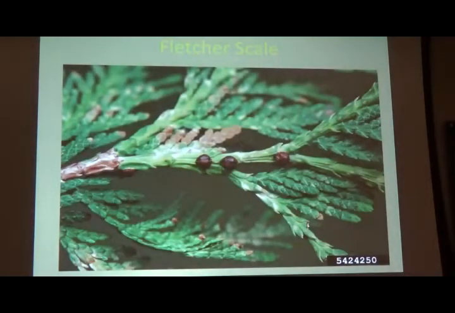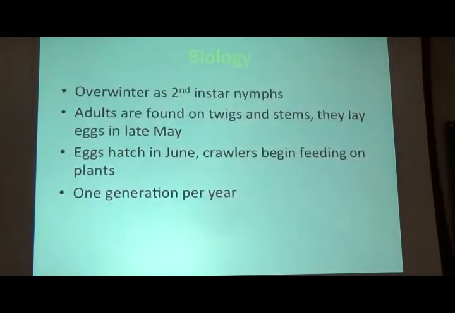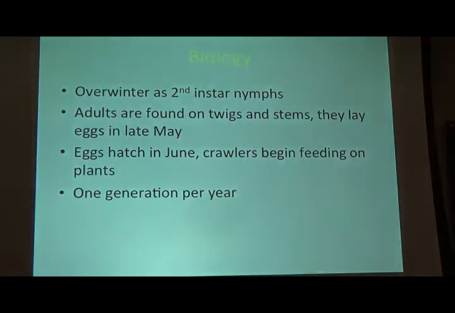Here's Fletcher scale, which is a soft scale that gets on the arborvitae. Remember, we cannot detach the covers from these guys. The biology of these guys, they overwinter as nymphs. The adults are found on twigs and stems, and they lay their eggs in late May. So from a phenological perspective, or a biological perspective, we can determine that. The eggs hatch in June, and then those crawlers begin feeding.